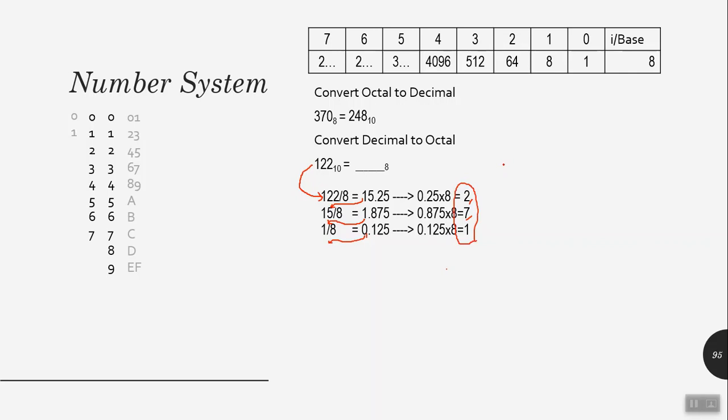But how do we write this in our solution? We just write this upward. So in that case, our octal number is 172. Notice that the result or the constant is higher than the given. Okay?